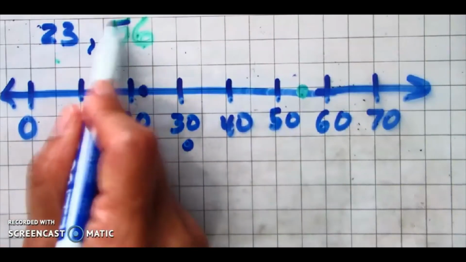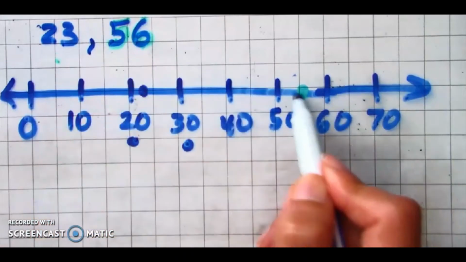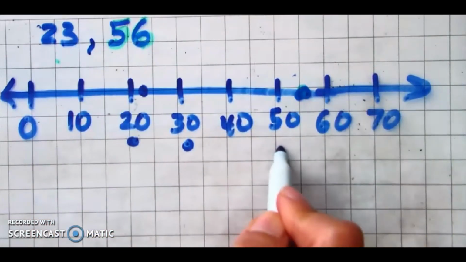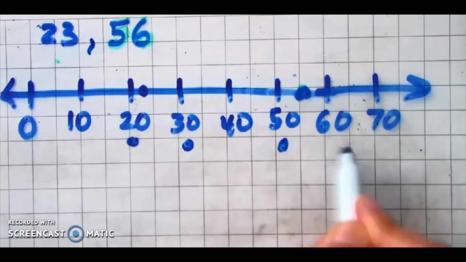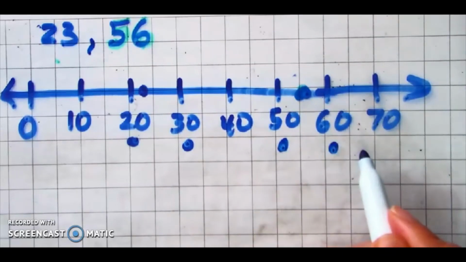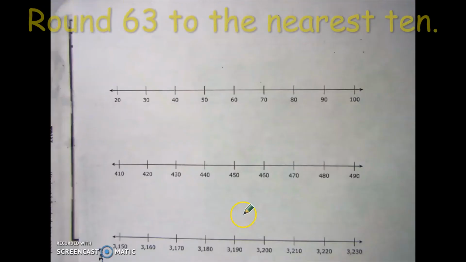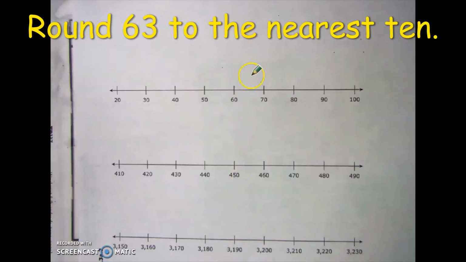With 56, I plotted it here on the number line. So I'm going to focus on 50 and 60 as the closest 10s, and I'm going to see what it is closer to. The number 63 is going to be between 60 and 70. So which would be the closest 10?